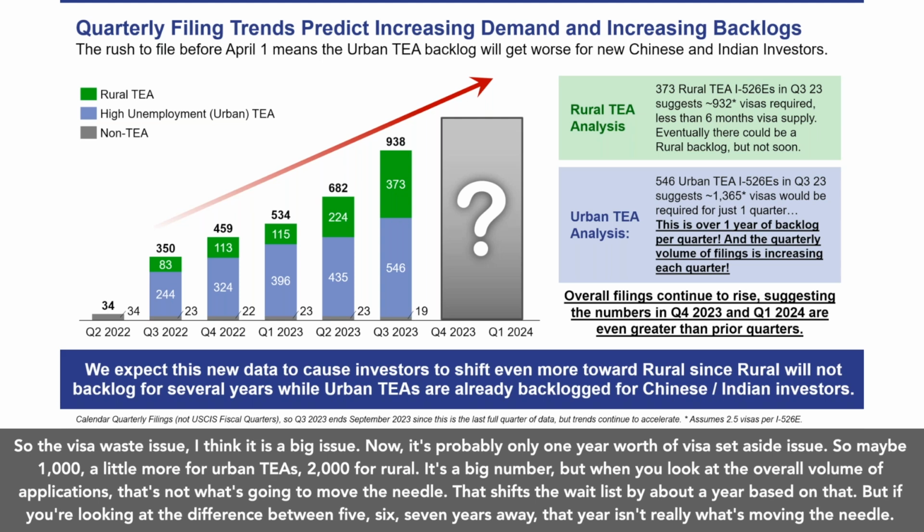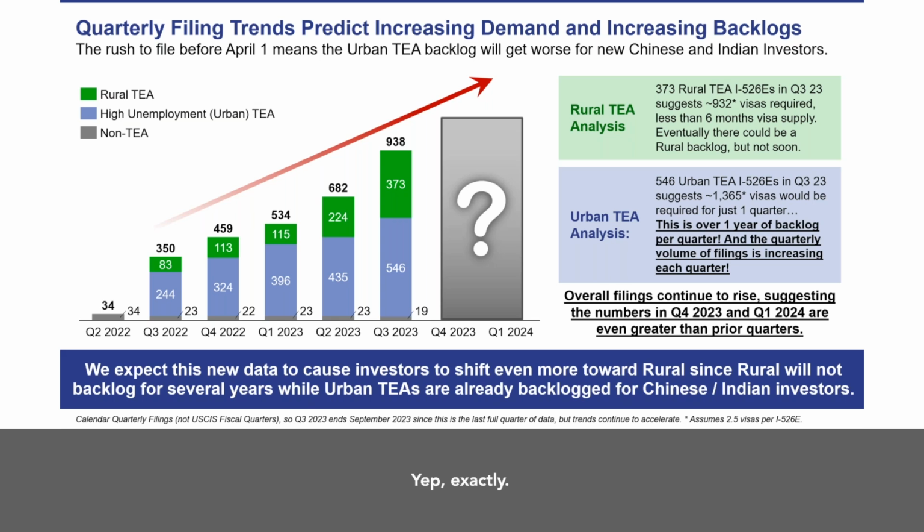So the visa waste issue, I think it is a big issue. Now, it's probably only 1 year's worth of visa set-aside issue. So maybe 1,000, a little more, for urban TEAs, 2,000 for rural. It's a big number, but when you look at the overall volume of applications, that's not what's going to move the needle. That shifts the wait list by about a year. But if you're looking at the difference between 5, 6, 7 years of wait, that year isn't really what's moving the needle.